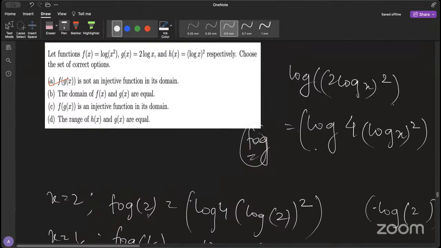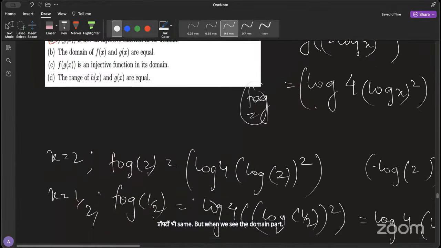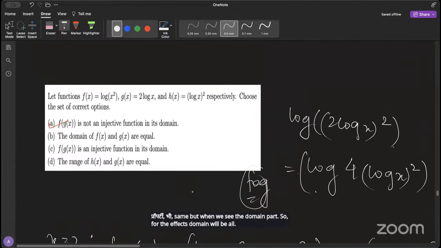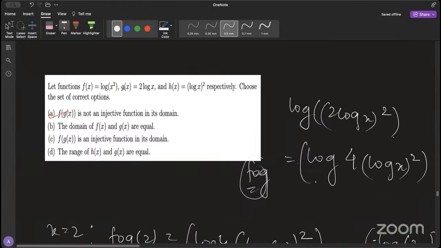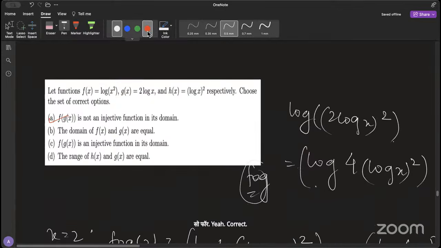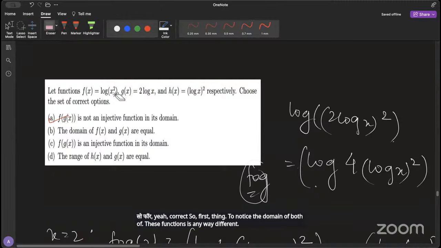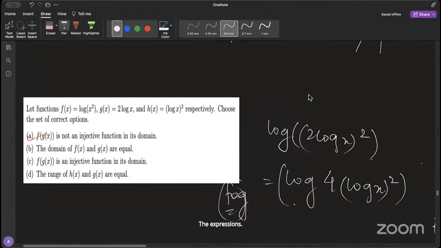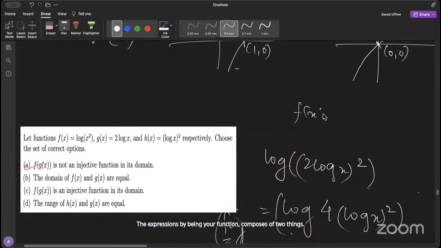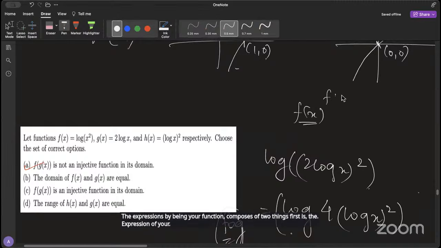By log property, it seems to be the same, but when we see the domain part, for fx the domain will be all reals, and for g it will be greater than 0. So first thing to notice, the domain of both of these functions is different. Your function is composed of two things: the expression of your function, and the domain too, right?